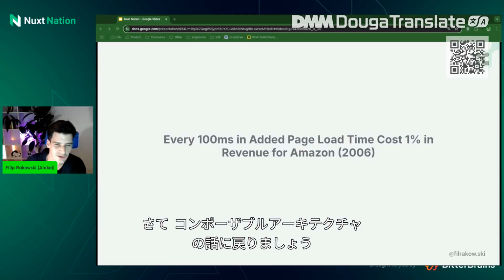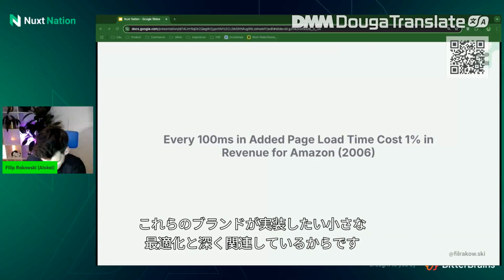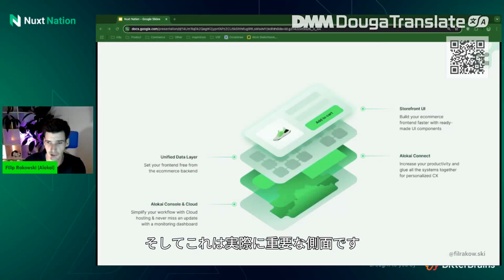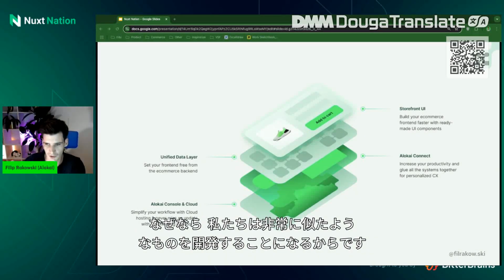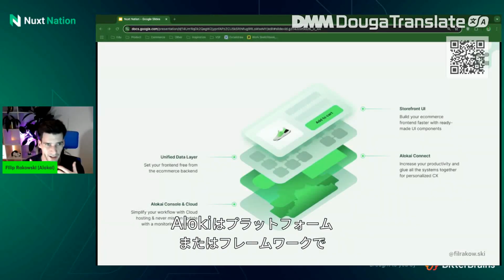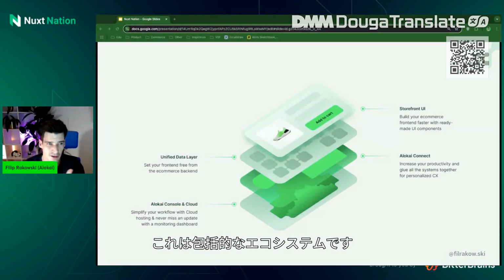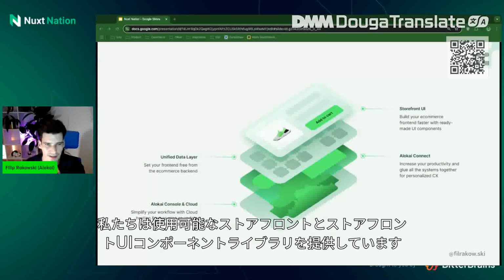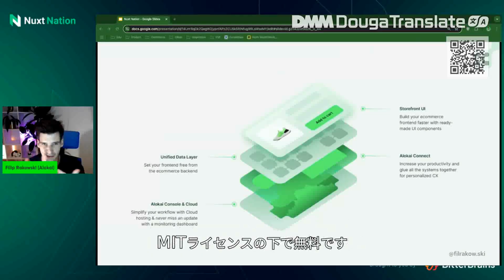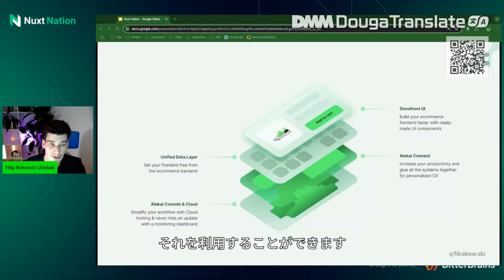Okay, but let's get back to the composable architecture. I had to put something performance related because it is very much related to those tiny optimizations that those brands would like to do. And this is an important piece because we'll be building something quite similar. I will be showing the code of something quite similar but simplified. So Allokai is a platform or a framework which delivers multiple products that work with each other. It's a whole ecosystem. We deliver a ready-to-use storefront and a storefront UI component library. The storefront UI component library is fully open source and free on an MIT license. You can check it on GitHub. If you're building something related to e-commerce, you can use it.